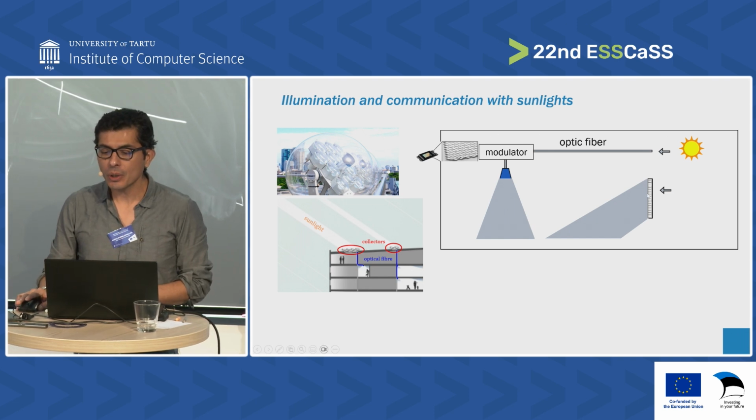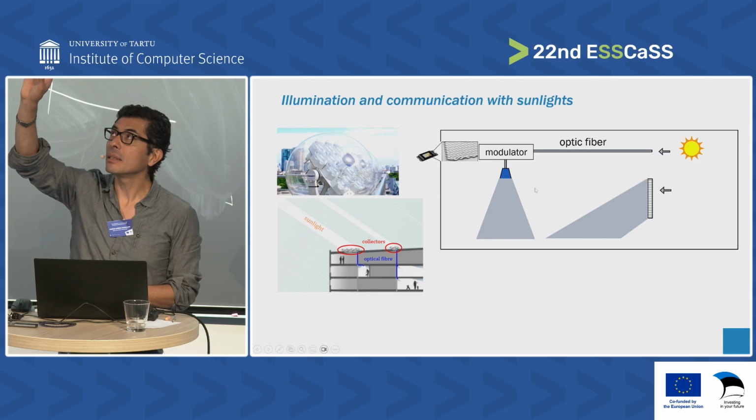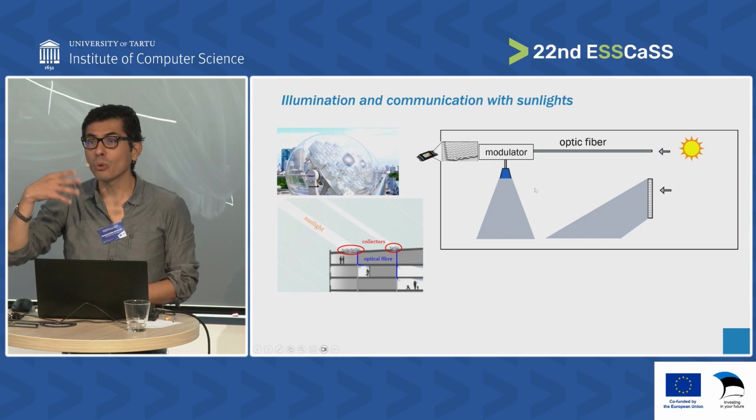What we are doing is trying to use this sunlight in two ways. In the lecture on Monday, I showed how we are trying to use transparent screens. That would be what we have from here. But now we are trying to come up with visible light communication that works with sunlight.